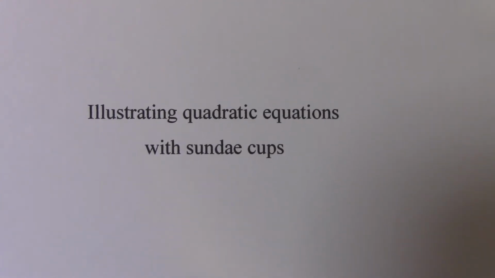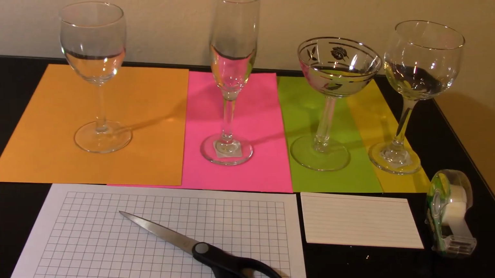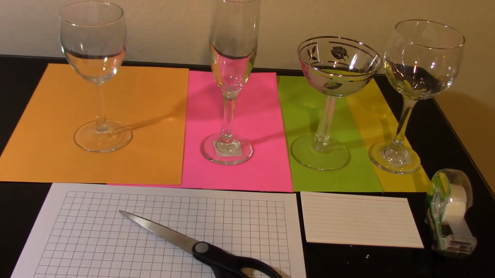In this activity, we're going to illustrate some properties of quadratic equations using sundae cups. Materials that we need for this activity are several sundae cups that are shaped in a curve like a parabola, some colored paper, some graph paper, note cards, a pair of scissors, and some tape will be helpful.